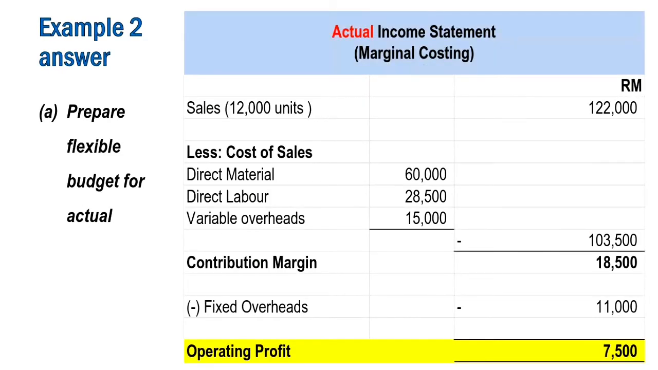So for the actual income statement, we follow the marginal costing format because requirement B requests us to do so. So sales is 122,000. We just plug from the question. Direct materials 60,000, direct labor 28,500, variable overhead is 15,000. These three costs we minus from the sales. We get contribution margin of 18,500, and we minus fixed overhead 11,000. Arrive at operating profit 7,500.